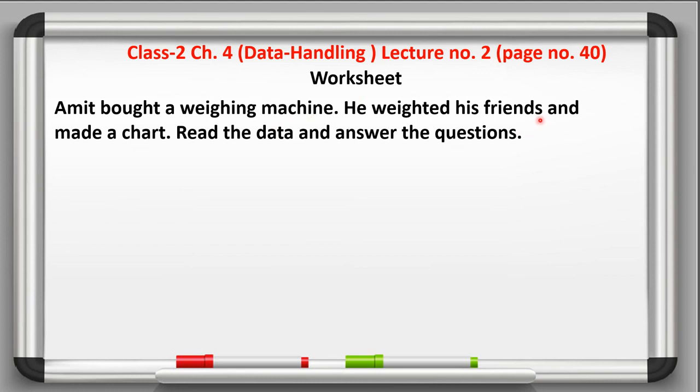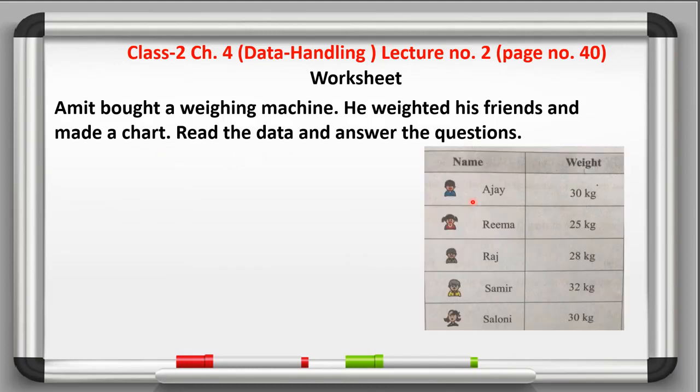He weighted his friends, और उसने जितने भी उसके फ्रेंड्स थे उन सबका वेट किया and made a chart, और एक चार्ट बनाया. Now we have to read the data and answer the questions. So first of all here we will see the chart. Here is the name of his friends, okay, and weight. So here Ajay's weight is 30 kg. Rima's weight is 25 kg. Raj weight is 28 kg. Samir's weight is 32 kg and Saloni's weight is 30 kg.